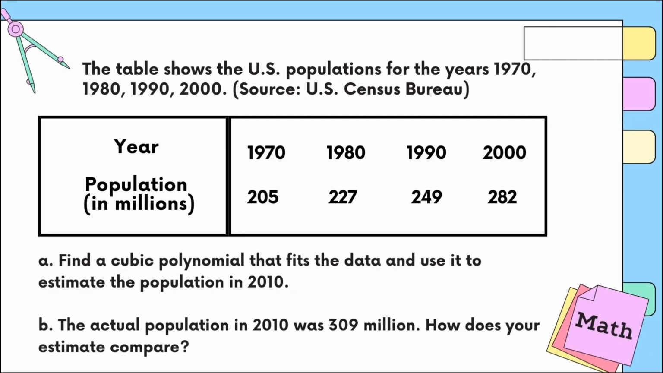For example, this table shows the US populations for the years 1970, 1980, 1990, and 2000. And there are two things we need to do. First, we need to find a cubic polynomial equation that best fits the given population data from 1970 to 2000. Then, we use this equation to estimate the population in 2010 and compare it to the actual population data.